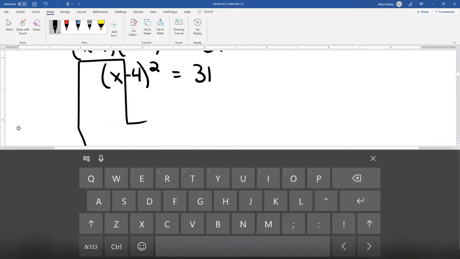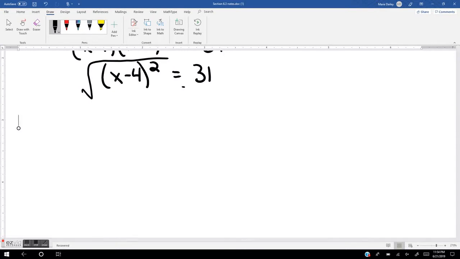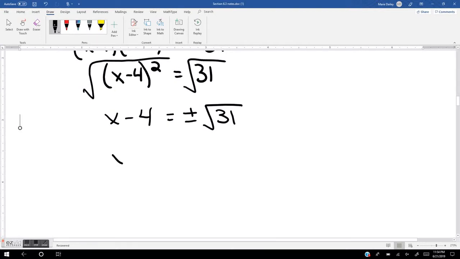All we need to do is take the square root of both sides. And in doing so, since we introduced a square root, we can't forget the plus or minus sign on that 31. The square and the square root are going to cancel out, so that gives me x minus 4 equals plus or minus the square root of 31. And then solving for x, we can add 4 to the other side to give me my final answer.